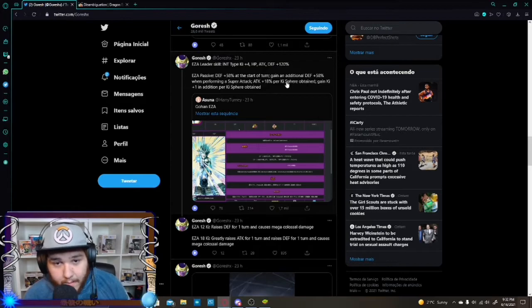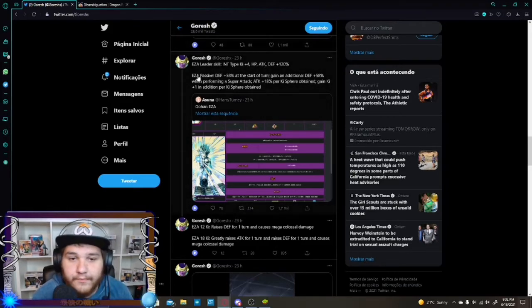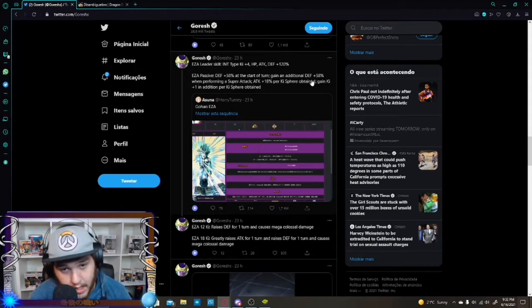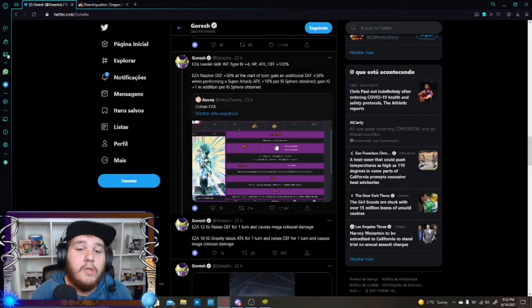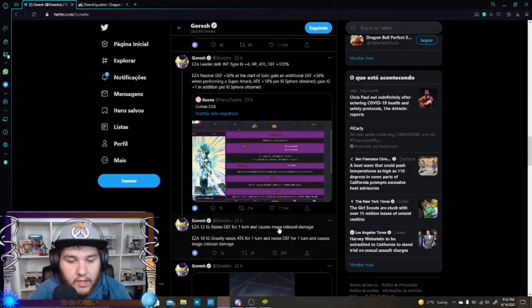Leader skill, int type, key 4, HP and defense 120%. This is nice. It doesn't really matter right now, but it's nice that the passive is this. So, EZA passive. Defense plus 58% at the start of a turn. Nice. Gain additional 58% when performing a super attack. Okay. Attack 18% per key sphere obtained. Okay. Gain key plus 1 in addition per key obtained. So, pretty much, he's gonna be so easy to get his 18 key super attack.